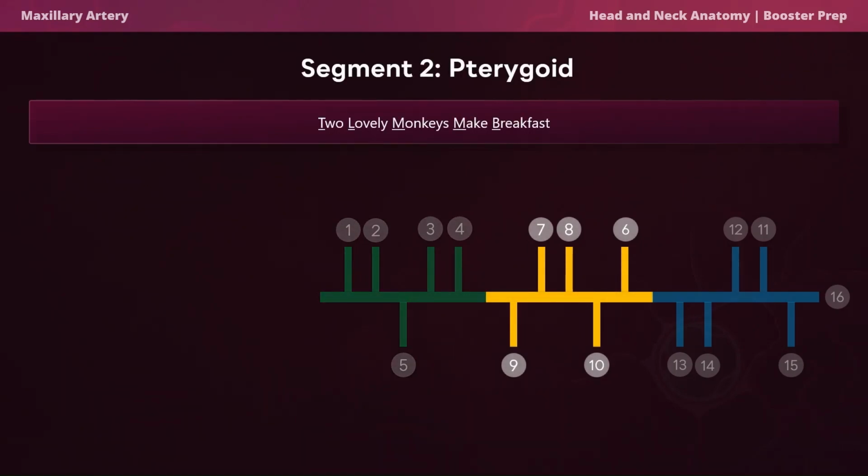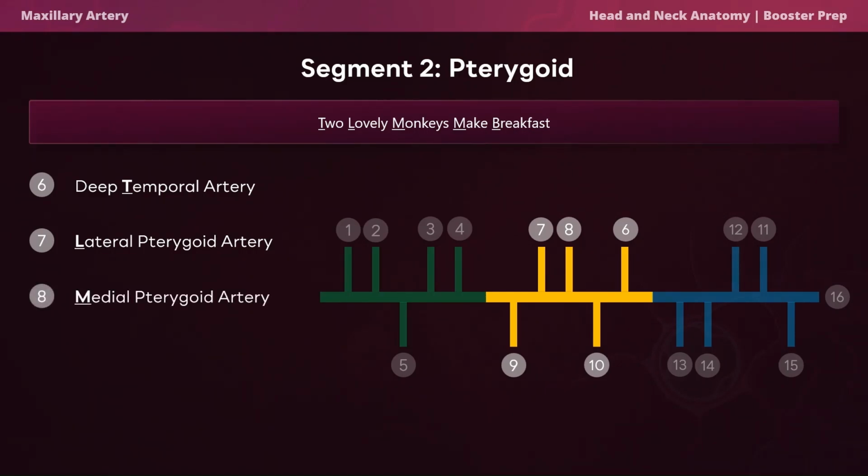Okay, so now looking at the second segment, we have the deep temporal artery, the lateral pterygoid artery, the medial pterygoid, the masseteric artery, and the buccal artery. So the deep temporal artery supplies the temporalis muscle and the temporal fossa. Then the lateral pterygoid supplies the lateral pterygoid muscle, which, as a review, helps to open the jaw, protruding the mandible, and moving the jaw from side to side. Then we have the medial pterygoid artery, which supplies the medial pterygoid muscle, which helps to close the jaw.